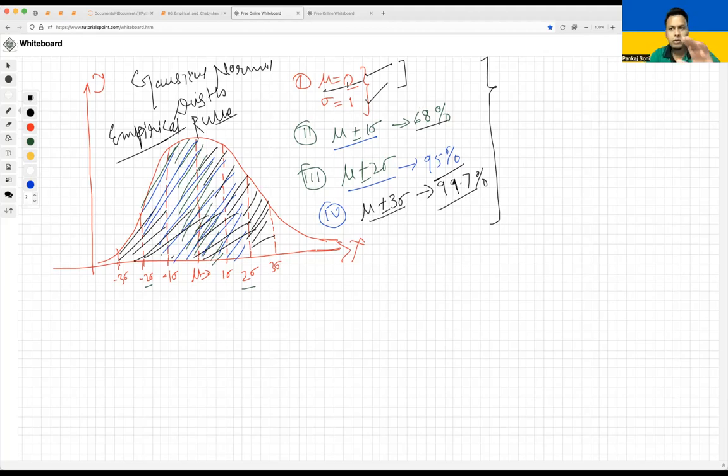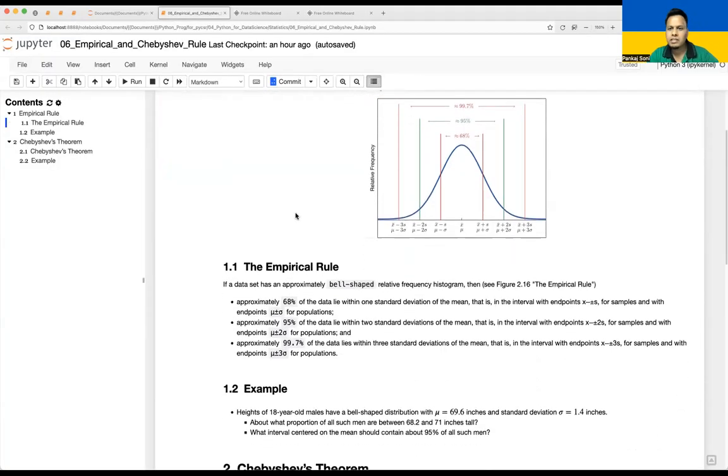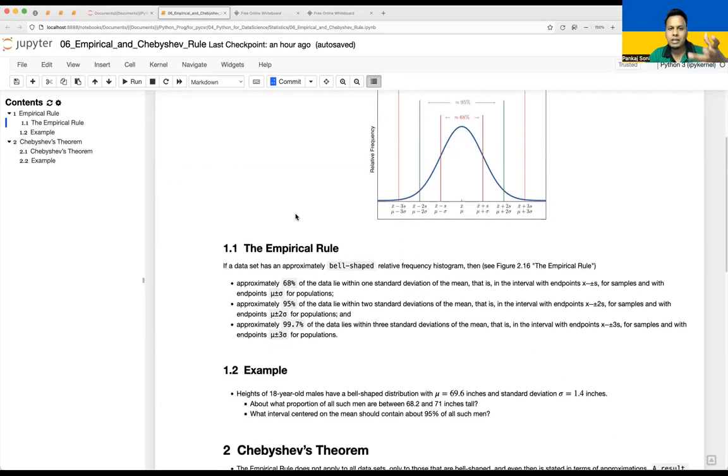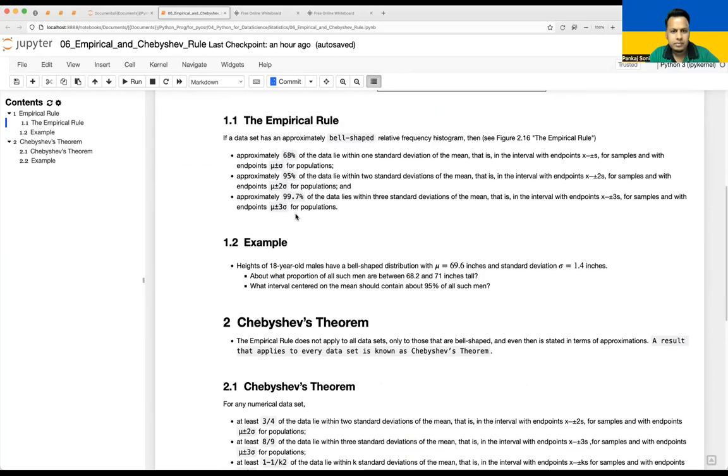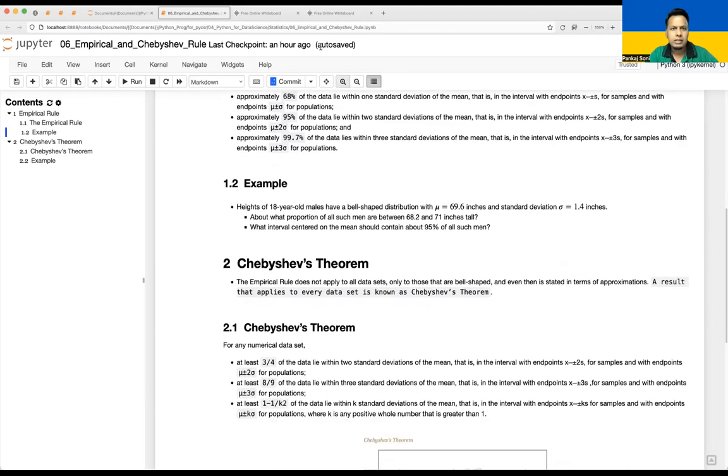Okay, so if you got this rule properly, then I'll solve an example, and with the help of the example you can easily see how you can infer the data. So this is the rule, and whatever I just explained, the same thing is written in this form. Now let's talk about the example. We'll take one example and solve it based on the empirical rule.